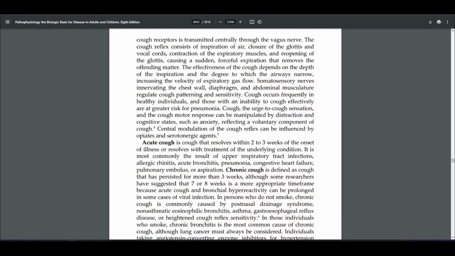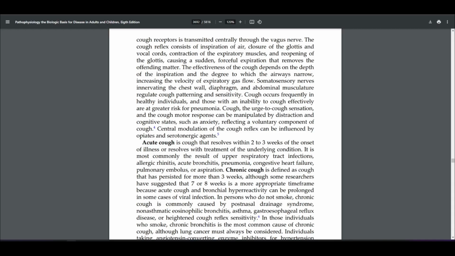Somatosensory nerves innervating the chest wall, diaphragm, and abdominal musculature regulate cough patterning and sensitivity. Cough occurs frequently in healthy individuals, and those with an inability to cough effectively are at greater risk for pneumonia. Cough, the urge to cough sensation, and the cough motor response can be manipulated by distraction and cognitive states, such as anxiety, reflecting a voluntary component of cough.